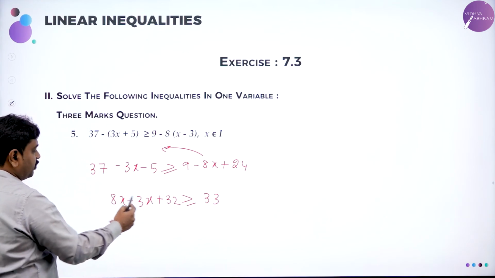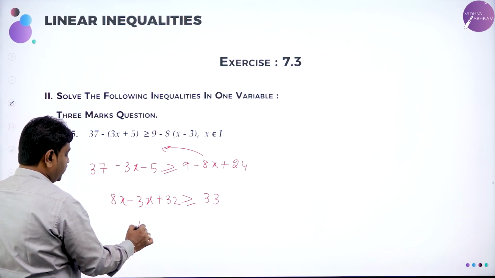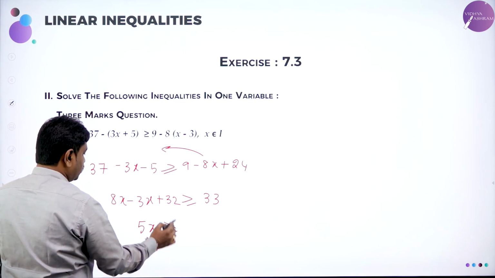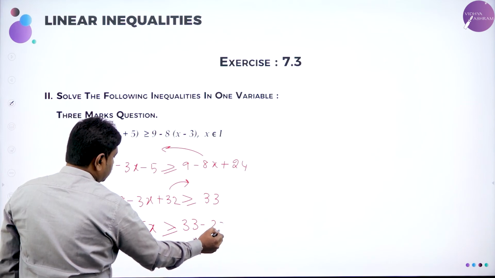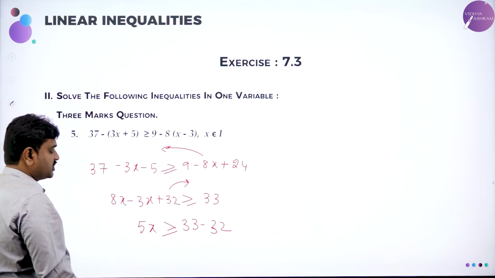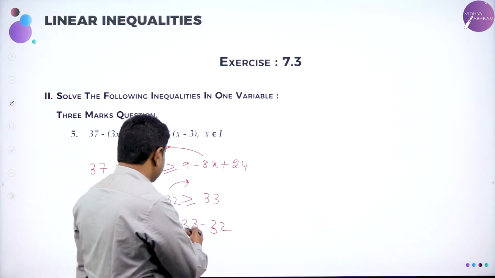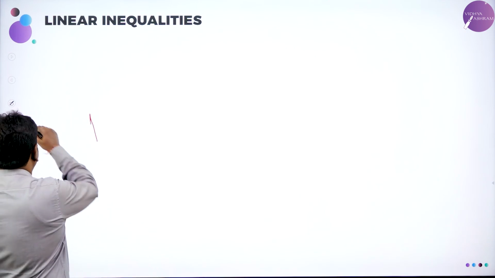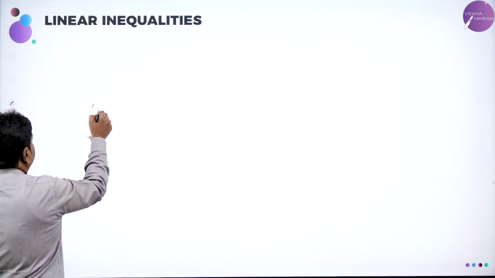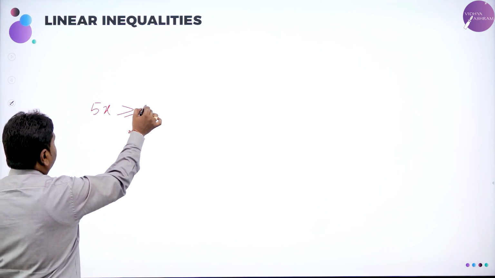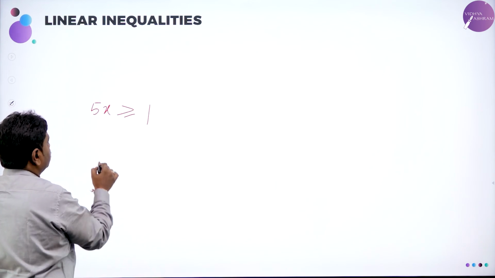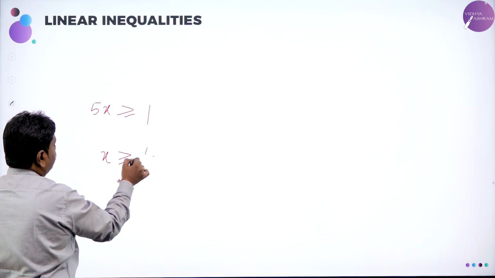Rearrange, so 8 minus 3 is what? 5x greater than or equal to, transfer 32 to that side, so 33 minus 32. So plus 32 goes that side, becomes minus 32. So now we have 5x greater than or equal to 33 minus 32, which is 1. x is greater than or equal to 1 by 5.